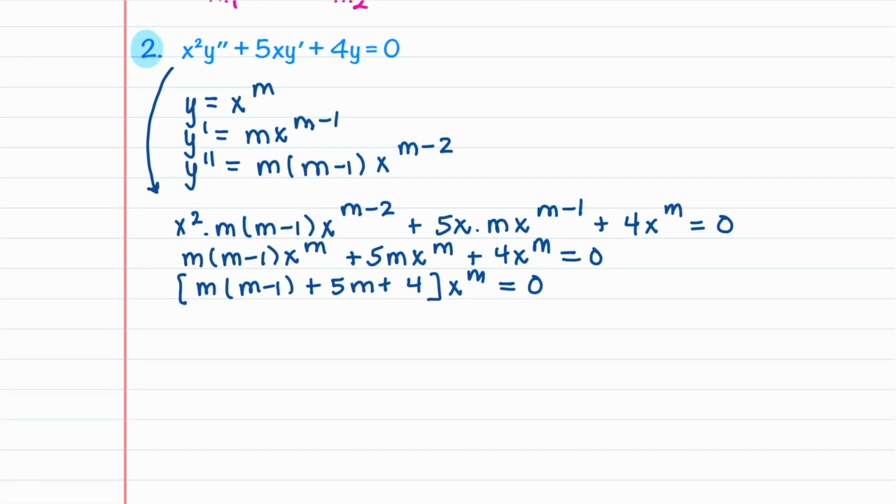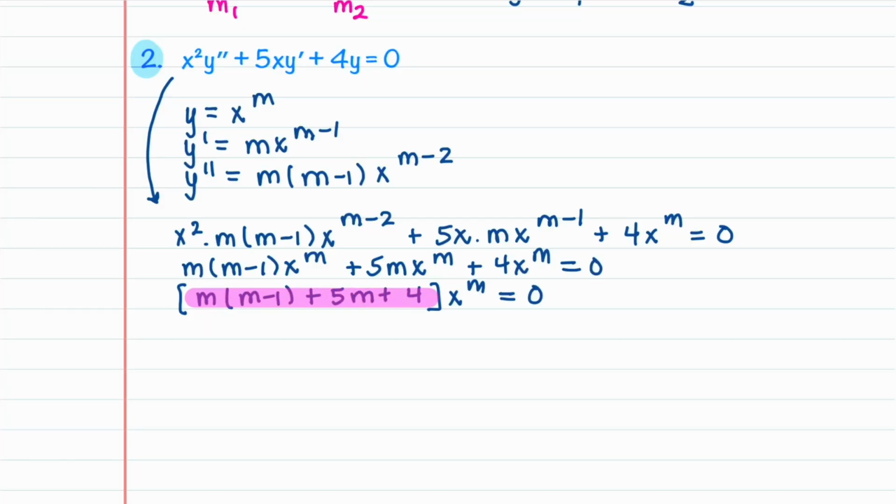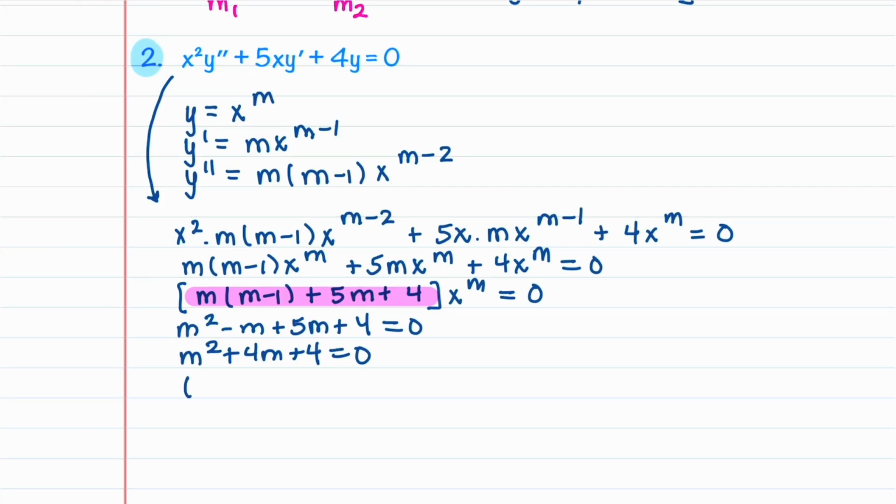We'll then set this left-hand side equal to 0. So we have m squared minus m plus 5m plus 4 is equal to 0. And we have m squared plus 4m plus 4 is equal to 0. We can factor this. We have an m plus 2, and then another m plus 2 is equal to 0. So we're going to get a repeated root. m is equal to minus 2 and minus 2.